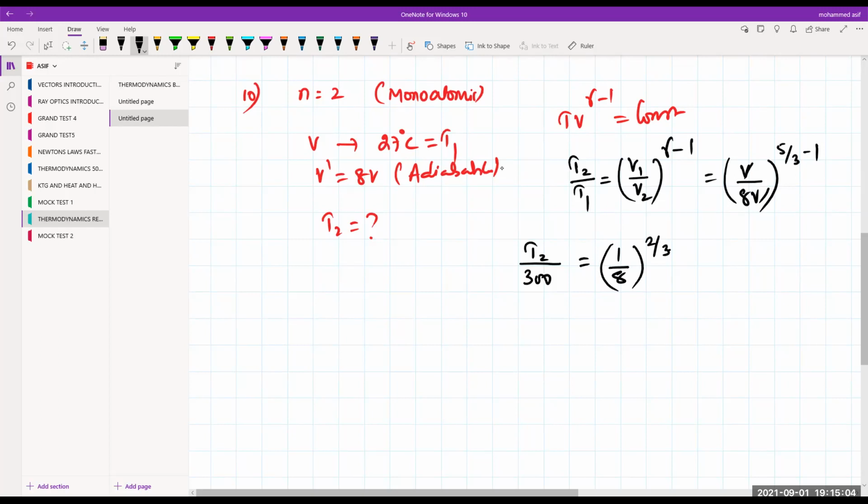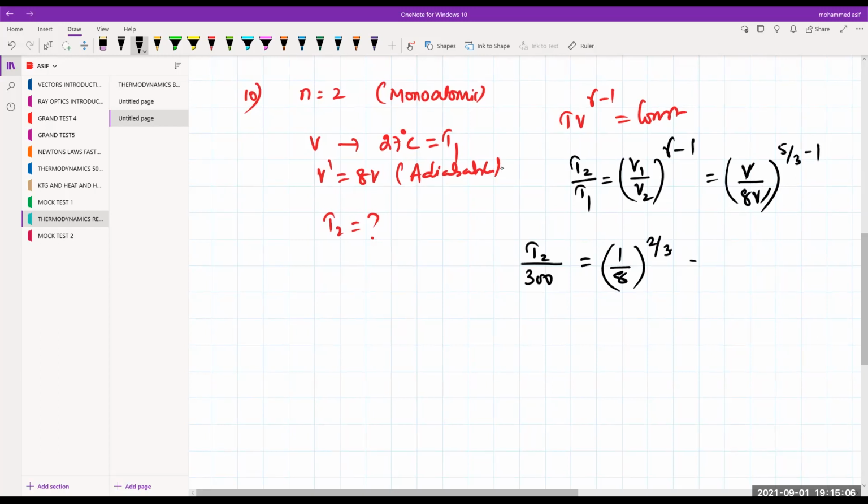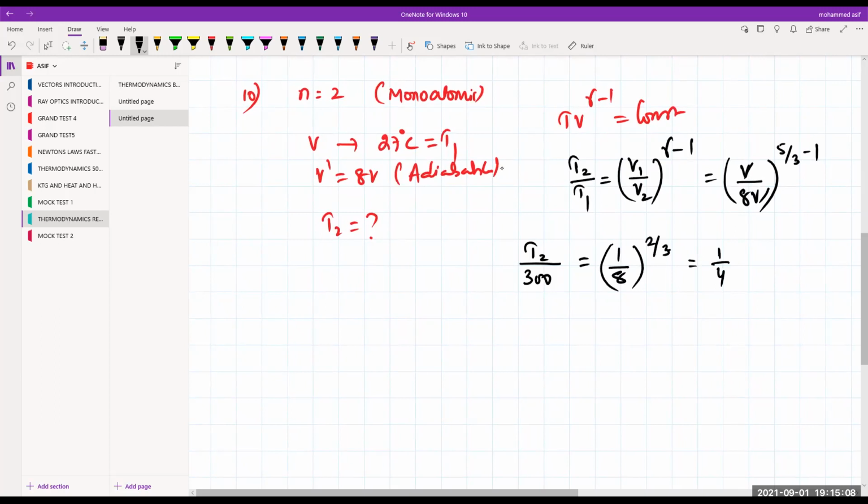Okay. So this will become how much for me? This will become for me 1 by 4. So T2 will become for me 300 divided by 4. So that will be equal to your 75 Kelvin. Clear? Is it clear?